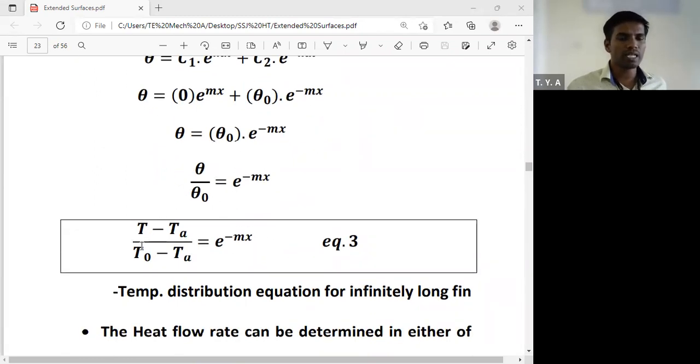What is the value of theta 0? That is T0 minus Ta is equal to e raised to mx. So this is the equation for the temperature distribution.